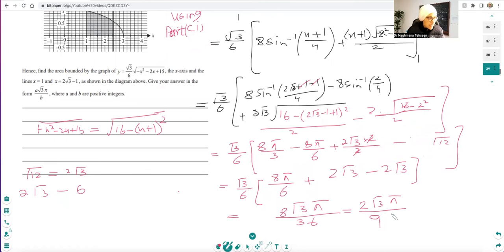Where a and b are positive numbers. So a is, in this case, that's the answer we wanted. 2 root 3 pi over 9, where a is 2 and b is 9.